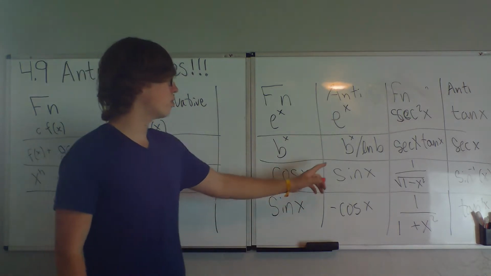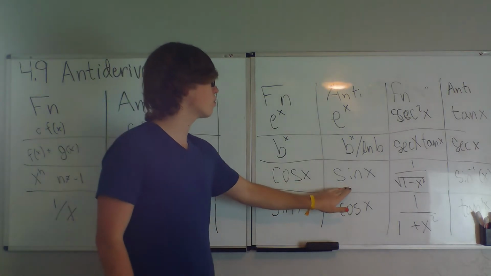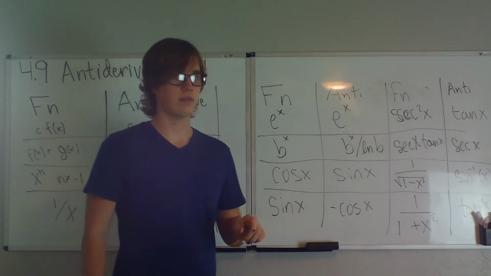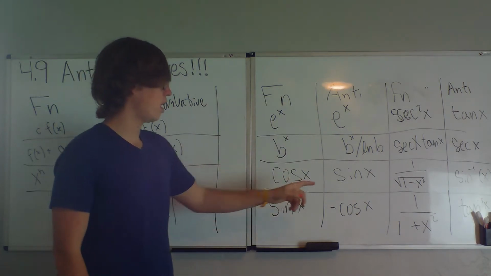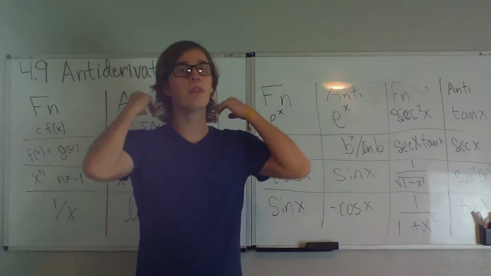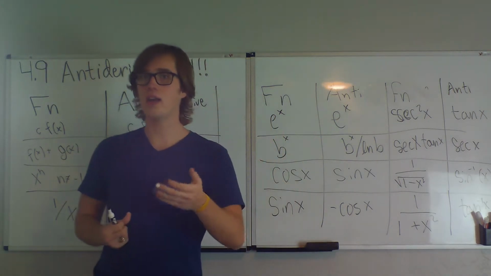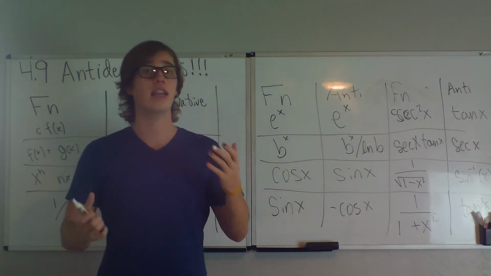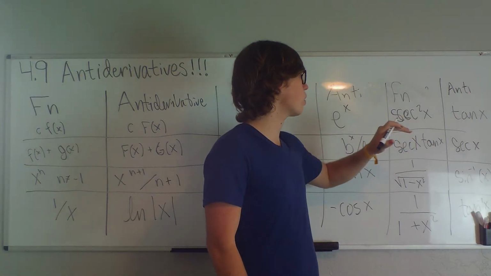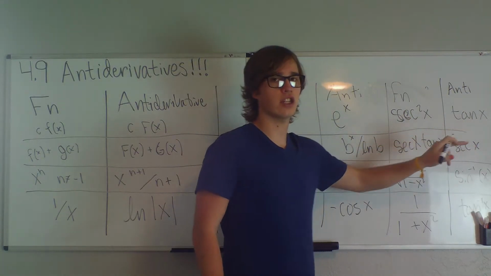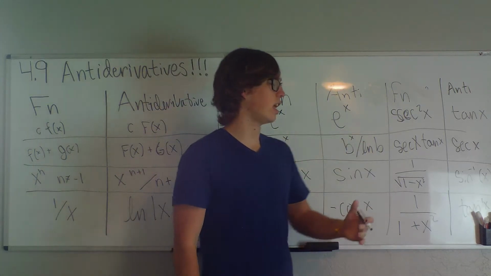The antiderivative of b to the x is b to the x divided by ln of b. The antiderivative of cosine of x is sine of x. And the antiderivative of sine of x is negative cosine of x. So it's a little bit of a flip-flop: the derivative of sine is cosine, but the antiderivative of sine is negative cosine. Then we keep moving on. If we have secant squared x, its antiderivative is tangent x. Why is that? Because the derivative of tangent x is equal to secant squared x.